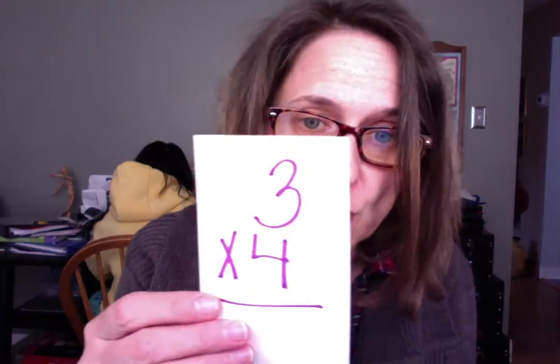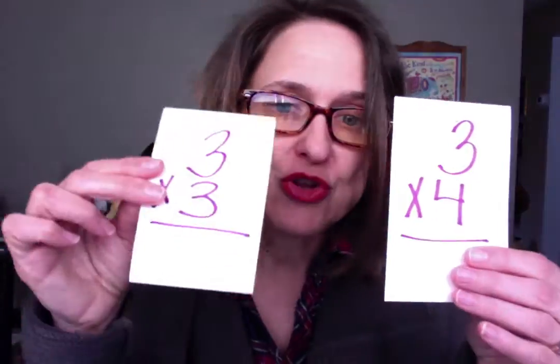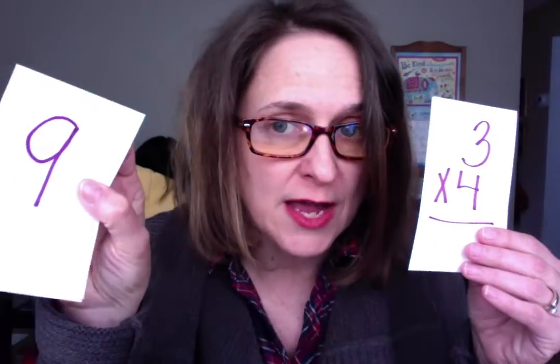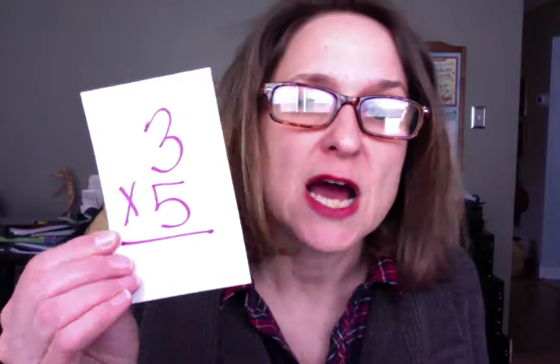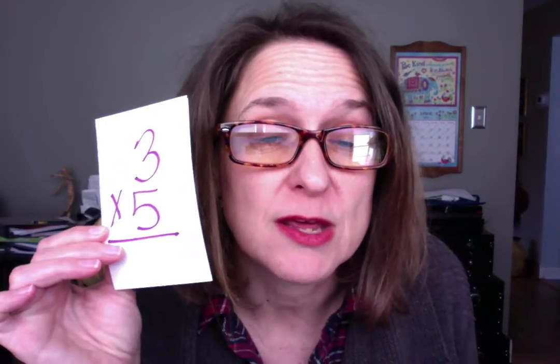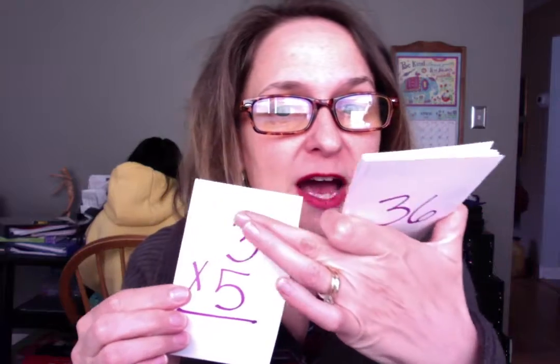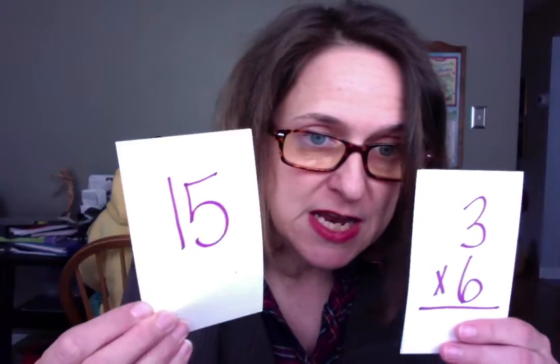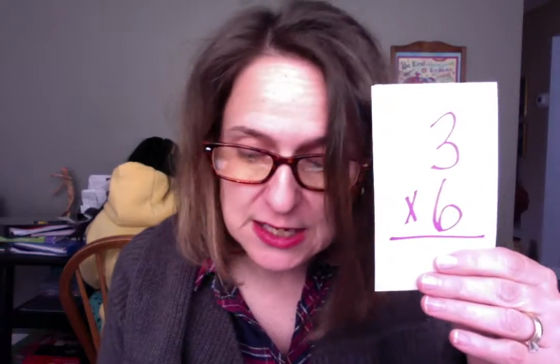3 times 4. Now, you haven't learned the 4s yet, but you do know that 3 times 3 is 9. What's 9 plus 3? Another group of 3. 12. You know 3 times 5 because on the clock, when the minute hand is at the 3, we would say a quarter after or 15 after, right? So we know that's a 15. We count by 5s. 5, 10, 15. 3 times 6. Well, we know 3 times 5, 5 groups of 3 is 15. So 6 groups of 3 is just 3 more than 15, which is 18.